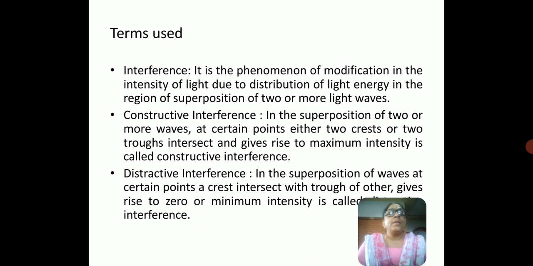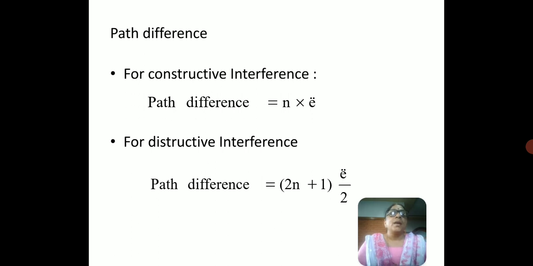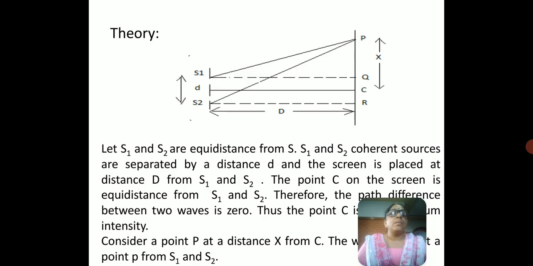In session 1 we have studied that interference is the phenomenon of a modification in the intensity of light due to the distribution of light energy in the region of superposition of two or more light waves. So we get bright and dark fringes. Bright fringe is due to constructive interference and dark fringe is due to destructive interference. For constructive interference, the path difference is equal to n lambda, and for destructive interference, the path difference is equal to (2n plus 1) lambda by 2.